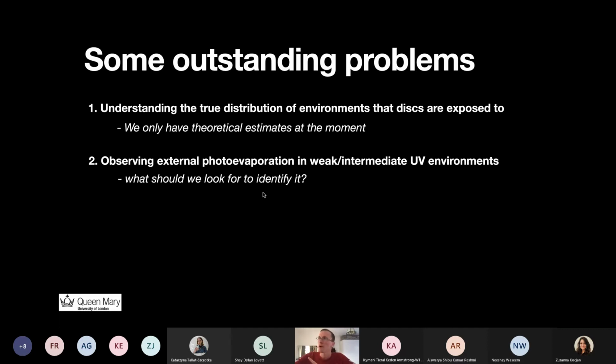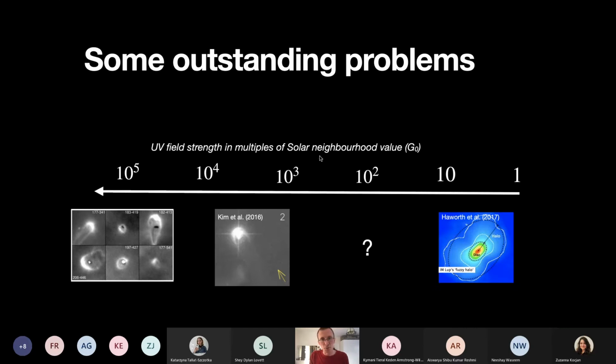Problem number two is with regard to directly observing these evaporating disks in the sort of intermediate environment. I showed you this plot earlier on, where you've got how strong the radiation is. So weak, strong. Yes, here it's easy to see the evaporating disks. Here it's a little bit harder. Here we have one example. But really, we generally don't know what to look for down here to find evaporation. If we don't know what to look for, then we're not going to find it. So we need predictions of what you should see here. That's problem number two.